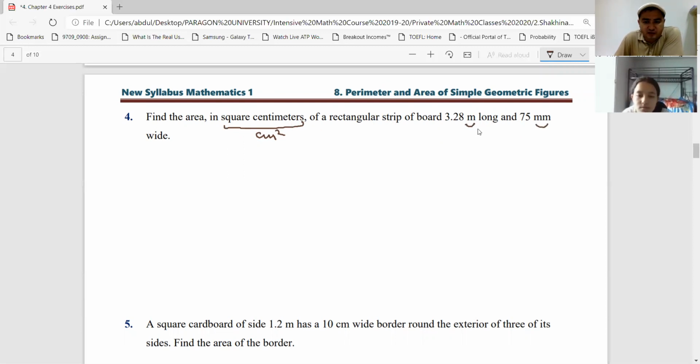So that means we have to convert everything into centimeters. First, the length. That is 3.28 meters. How many centimeters, Shahina? Just multiply by 100. Why? Because 1 meter is 100 centimeters. So that's 328 centimeters. Okay, how about the width? It is 75 millimeters. Shahina, tell me, 75 millimeters, how many centimeters?